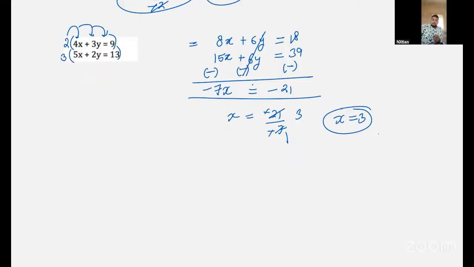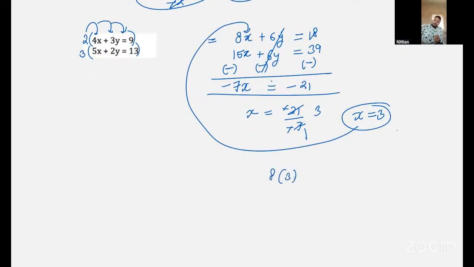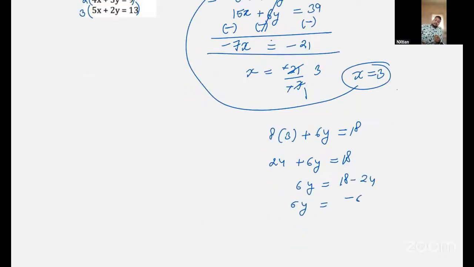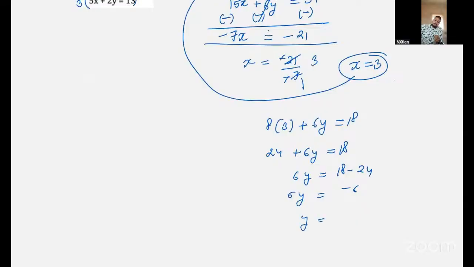So now what will you do? You have to find the value of y. You will put the value of 3 here. So it will become 8 into 3 plus 6y is equal to 18. So 24 plus 6y is equal to 18. Then 6y is equal to 18 minus 24. Then 6y is equal to minus 6. Then y is equal to minus 6 upon 6. If I cut it, I will get the value of y as minus 1. So I got the answer.